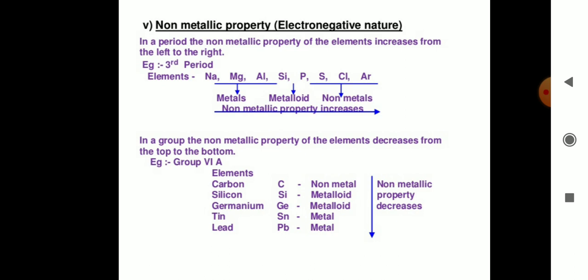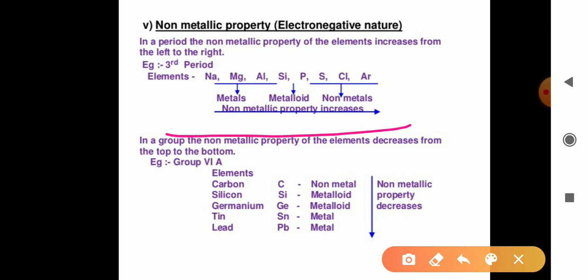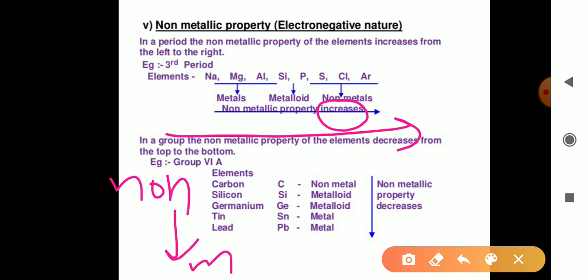And the last property is the non-metallic character. Non-metallic character is opposite to this, because on the left side there are metals and on the right side there are non-metals. So non-metallic character increases from left to right, and in the group the top elements are non-metals and the bottom elements are metals. So non-metallic character decreases in the group. So these are the 4 properties of the periodic table.